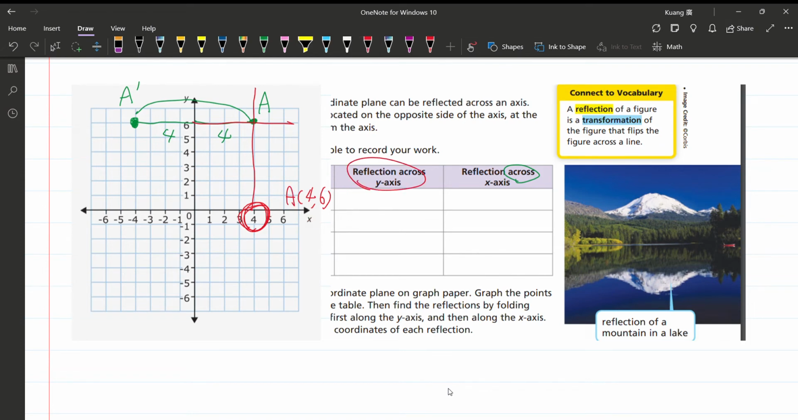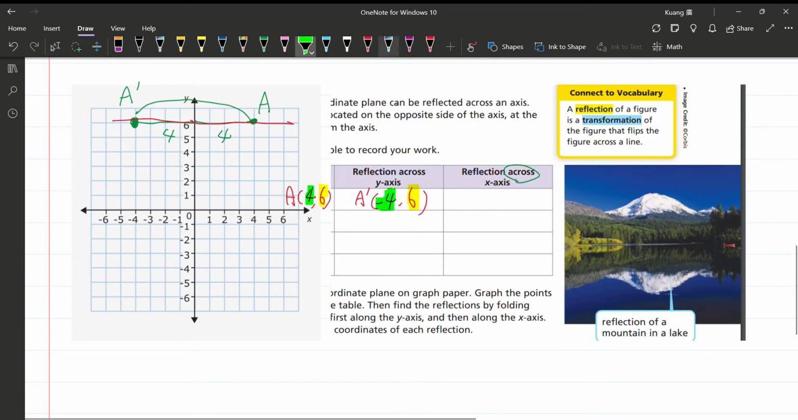Reflection across the y-axis, the point I call A prime. What is the coordinate? The x coordinate is -4. The y coordinate is also 6. Alright? So A prime, what did you find? When you reflect across the y-axis, the y coordinate of these two points are the same, and the x coordinates are opposite. The x coordinate number is the same, just one is positive, the other is negative.